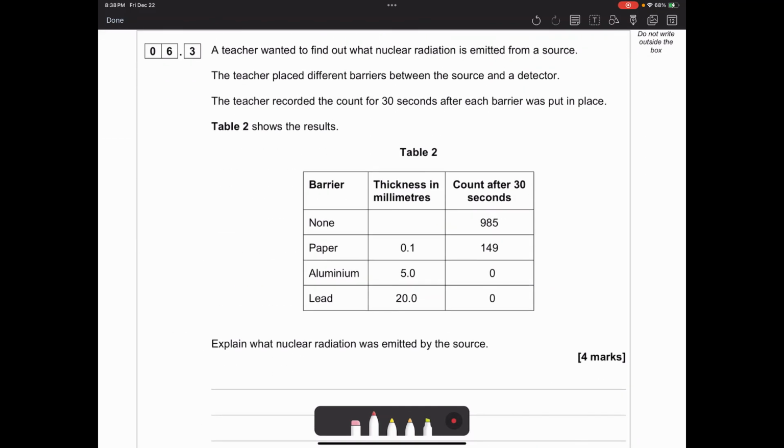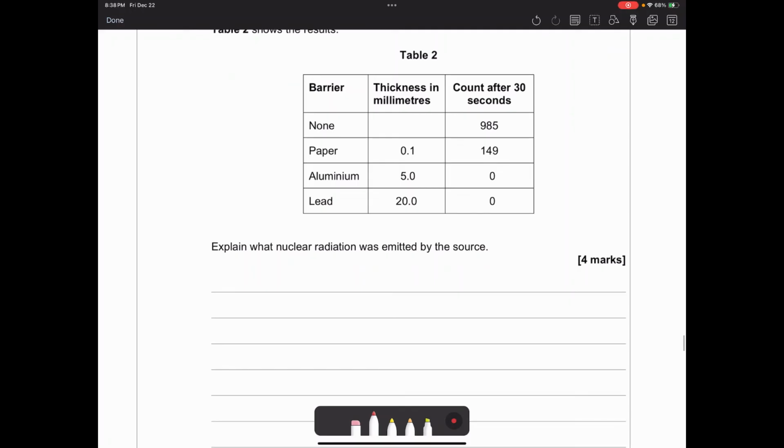Question 6.3. A teacher wanted to find out what nuclear radiation is emitted from a source. A teacher placed different barriers between the source and the detector. The student recorded the count for 30 seconds after each barrier was put in place, and table 2 shows the results. So you've got a barrier, none, which has your starting reading, paper, aluminium, and then lead. Explain what nuclear radiation was emitted by the source.